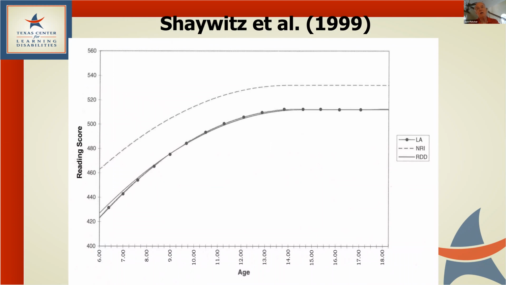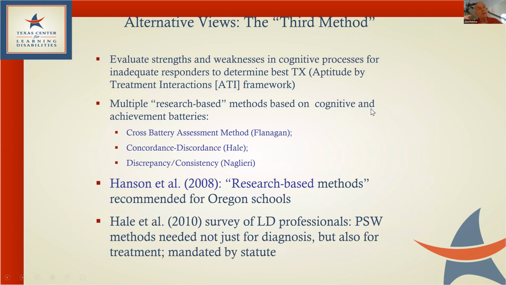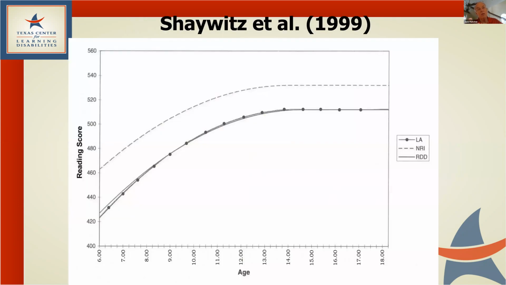I showed you this slide in my keynote, and the point is to simply demonstrate that there's no difference in long-term development in kids that are IQ discrepant and kids that are not. Those are those two lines here. And so it's hard to show validity for the classification.